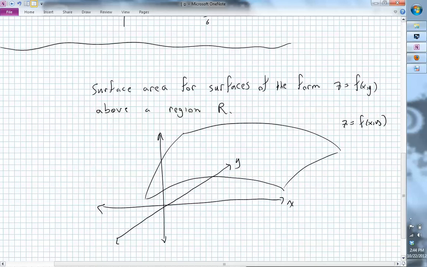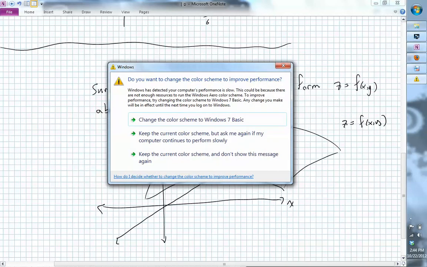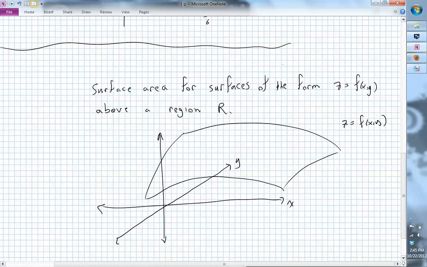So the sphere is a classic example, right? You can represent the upper half of the sphere using a function like this, but you can't represent the whole sphere using a representation like this, because the sphere doesn't pass the vertical line test. Okay?